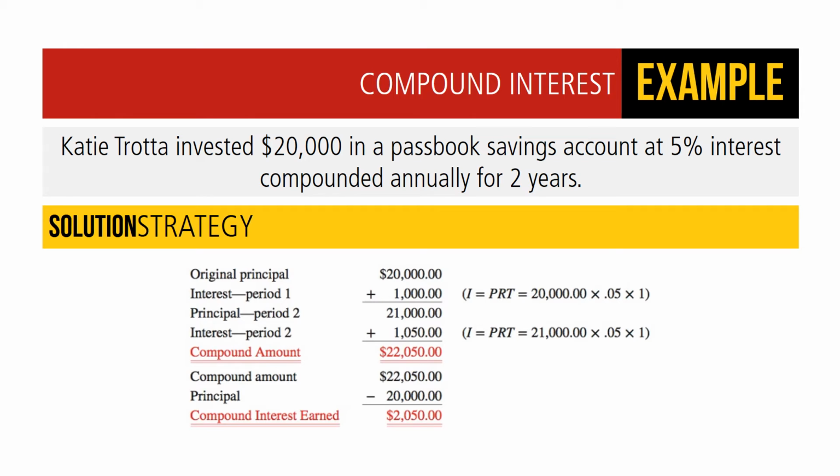Note how the interest from the first period is reinvested or added to the original principal to earn interest in the second period, as you see in the solution strategy here. Ultimately, this gives us $2,050 in compound interest earned.